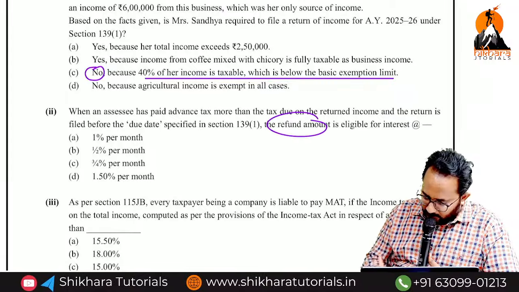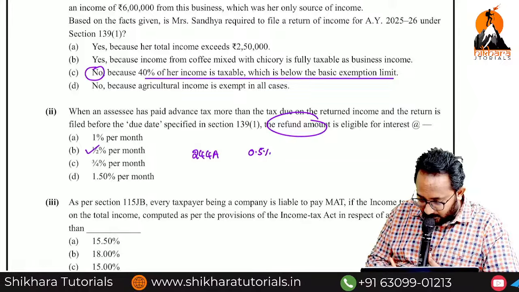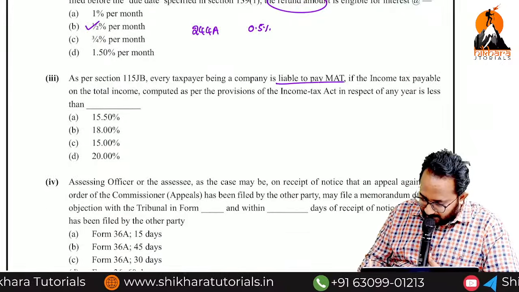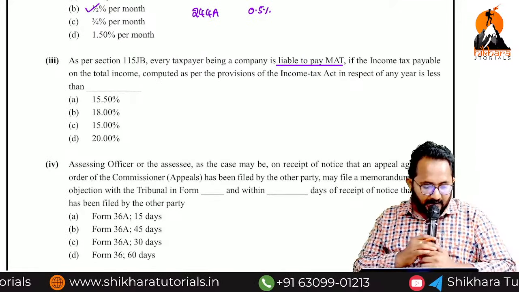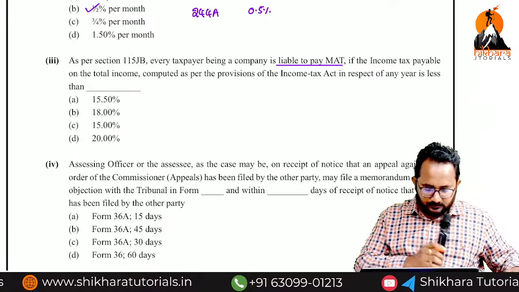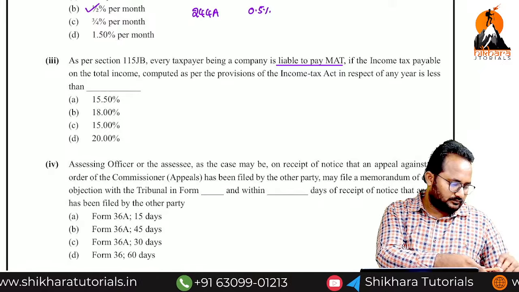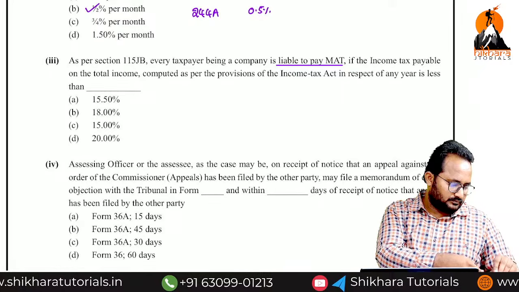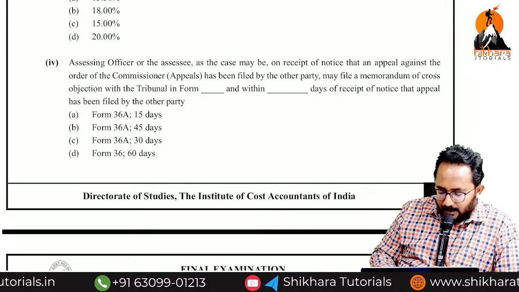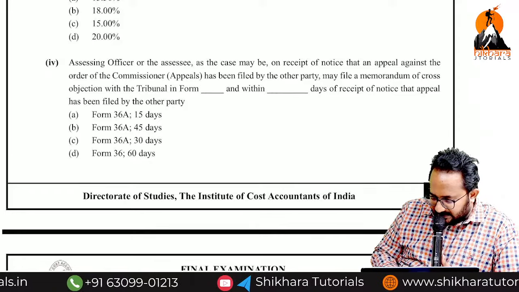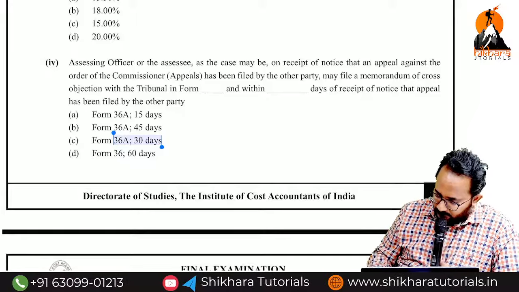Refund amount, section 244, repeated. Interest, what is the rate? 0.5% per month or part of the month. Next, MAT related rate they are asking. What is the MAT rate? 15%. Next, memorandum of cross objections related form number 36A, within how many days? 30 days.